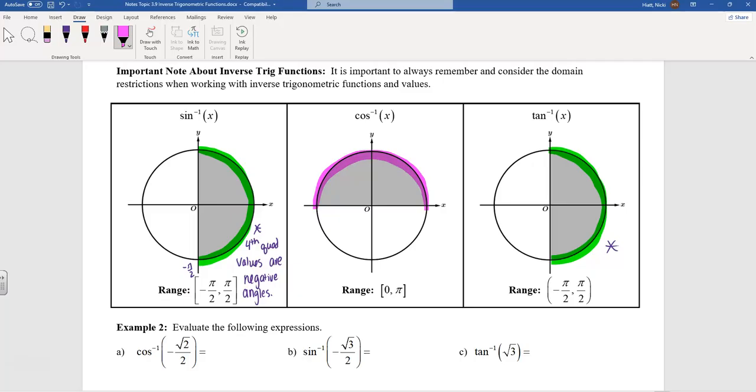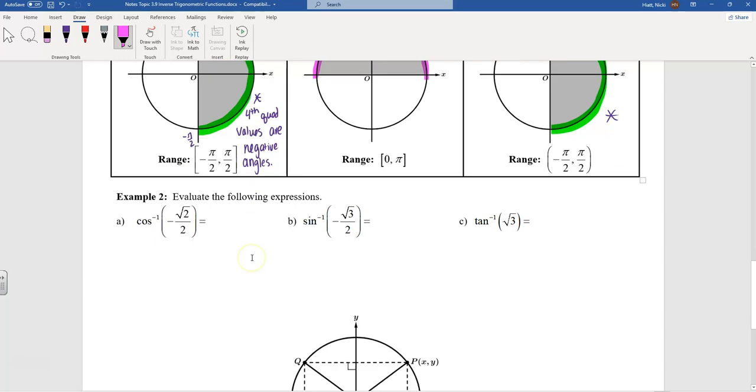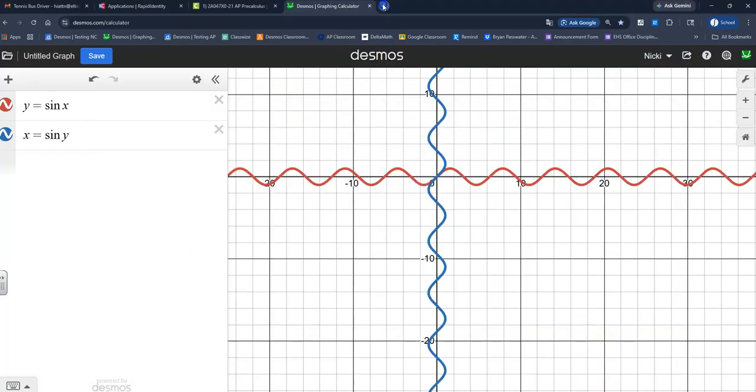So let's think about what this means here. You will sometimes be asked to evaluate expressions for inverse trig. If they do not give you any other information than this is just finding inverse cosine of negative root 2 over 2, you need to use these restricted domains. They may not give you extra information telling you the domain's restricted there. So if I'm thinking about inverse cosine of negative root 2 over 2, let me just pull up the unit circle here.